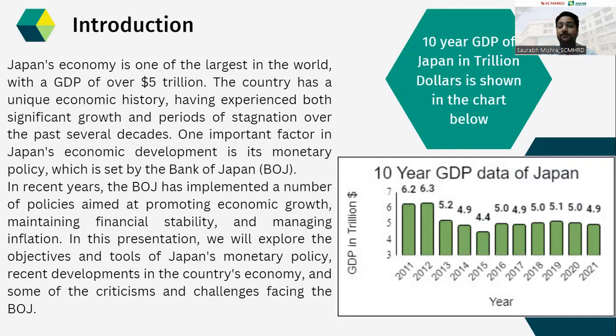In the adjoining figure, you can see the 10-year GDP data of Japan. In the years 2011 and 12, we can see that the GDP of Japan was around 6.2, 6.3 trillion dollars, while as of today, it is around 4.9 trillion dollars, which is significantly lower than 2011 and 12.